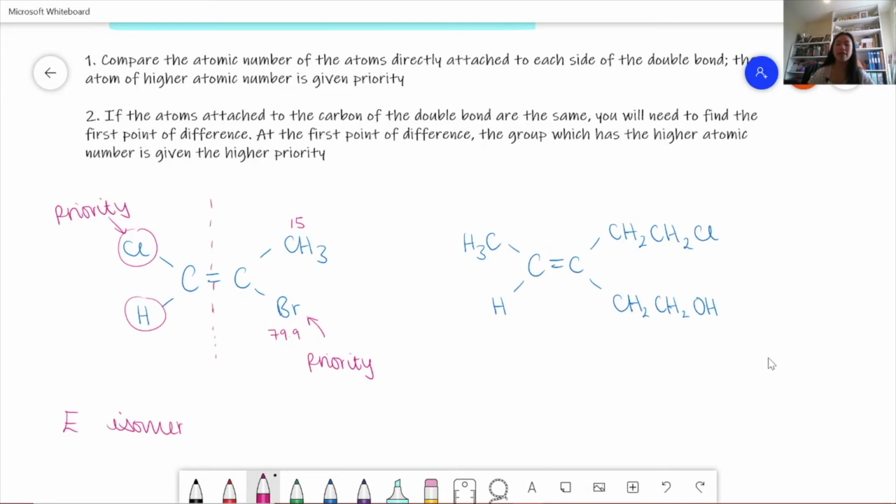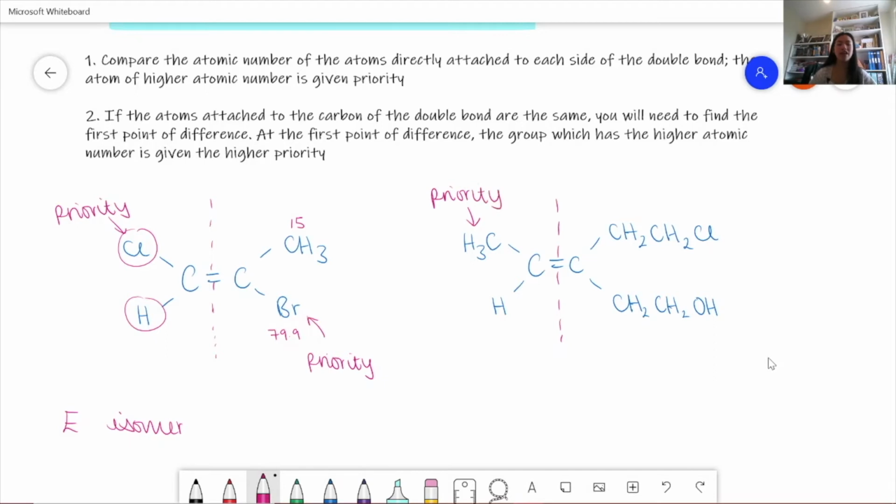And then the second rule is that if the atoms attached to the carbon of the double bond are the same, you will need to find the first point of difference. And at the first point of difference, the group which has the highest atomic number is given the highest priority. So again, we split the alkene down the middle. And first let's look at the left-hand side. So clearly the atomic number of CH3 is much bigger than hydrogen, and so this takes priority.